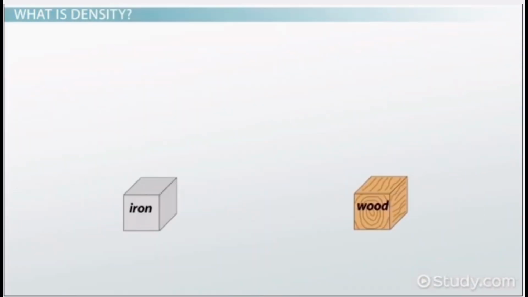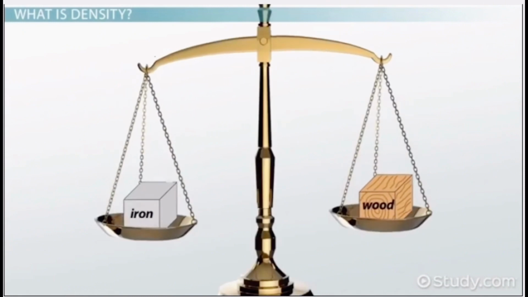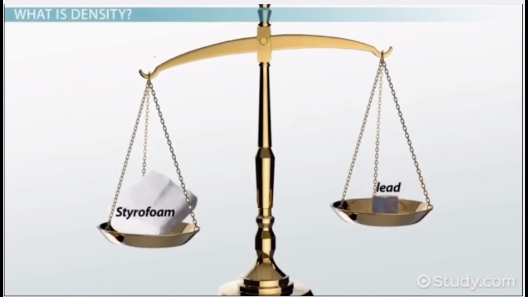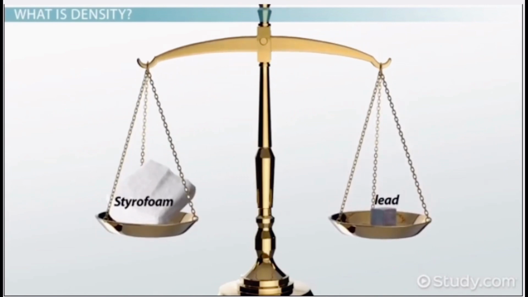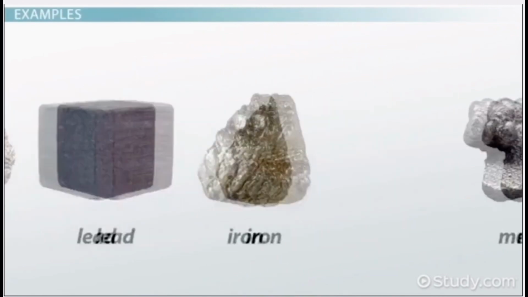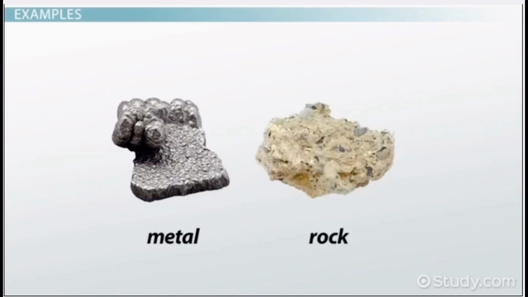Density means that if you take two cubes of the same size, made out of different materials, and weigh them, they usually won't weigh the same. It also means that a huge cube of styrofoam can weigh the same as a tiny cube of lead. Examples of dense materials include iron, lead, or platinum. Many kinds of metal and rock are highly dense.